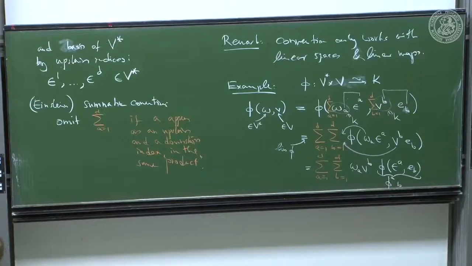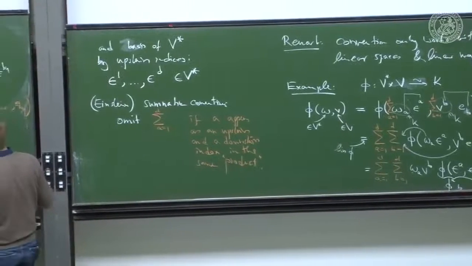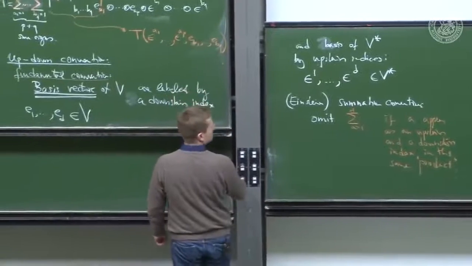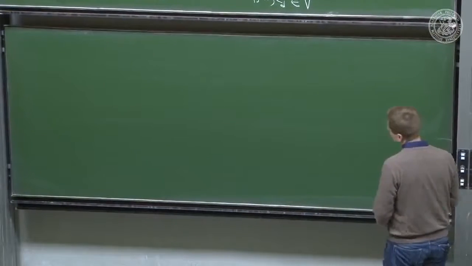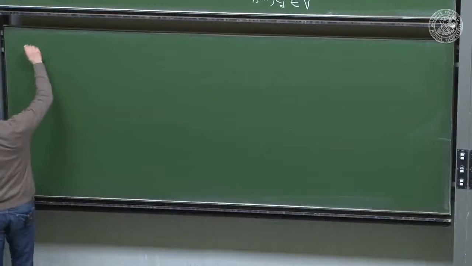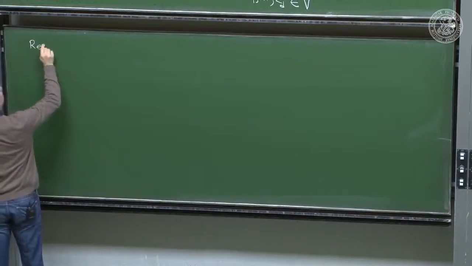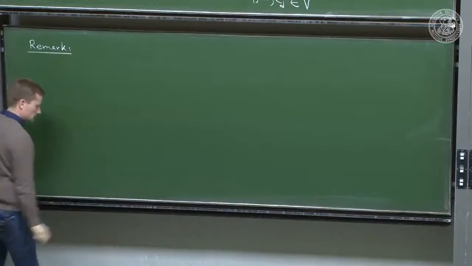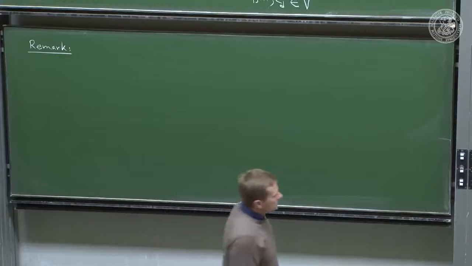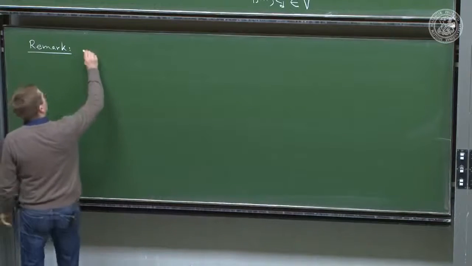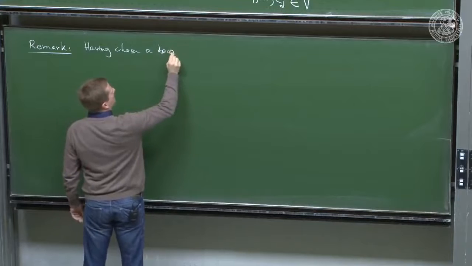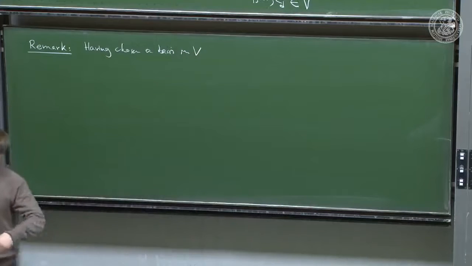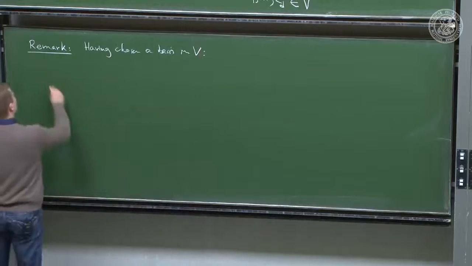Okay, so let me make a few more polemic remarks about matrices. Remark. So having chosen a basis in V and a dual basis in V star, the basis will always be the dual basis unless I say something in particular. It's very tempting.